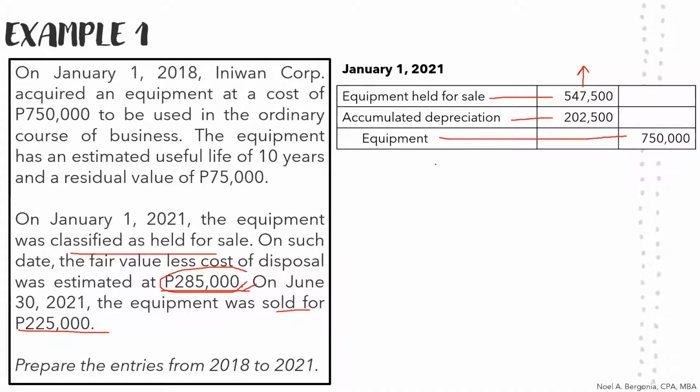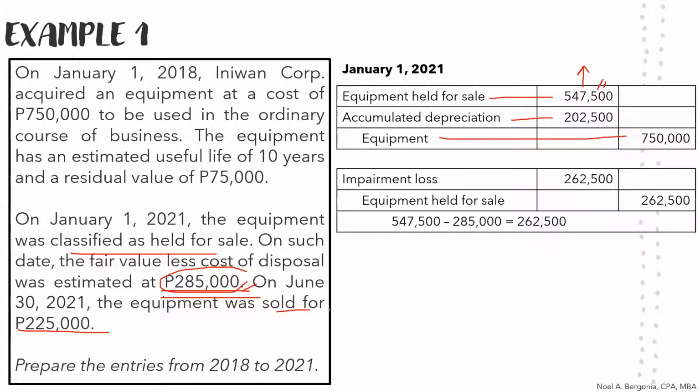Okay? So ngayon naman, we will now have the impairment. Okay, kasi from 547,500 na atin pong carrying value, it should be written down to the fair value less cost to sell na 285,000. So the impairment was 262,500. So debit impairment loss 262,500 and credit equipment held for sale 262,500. So that's the difference of your carrying value and the fair value less cost to sell.